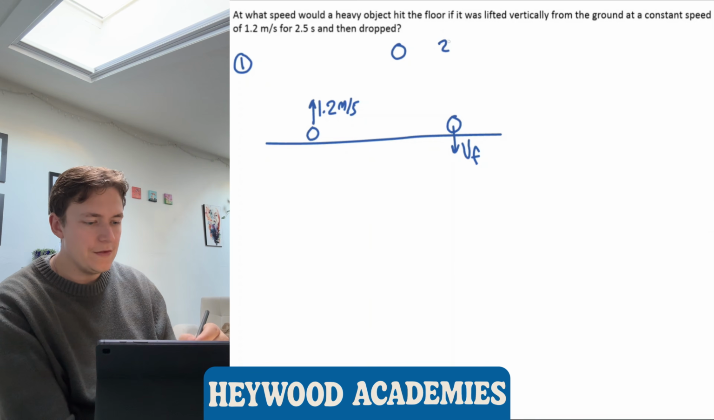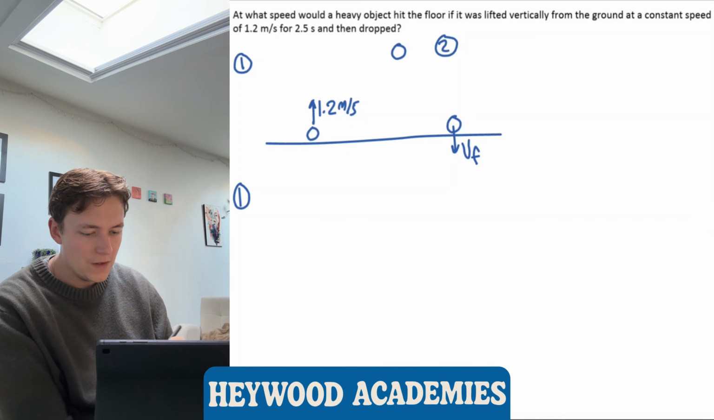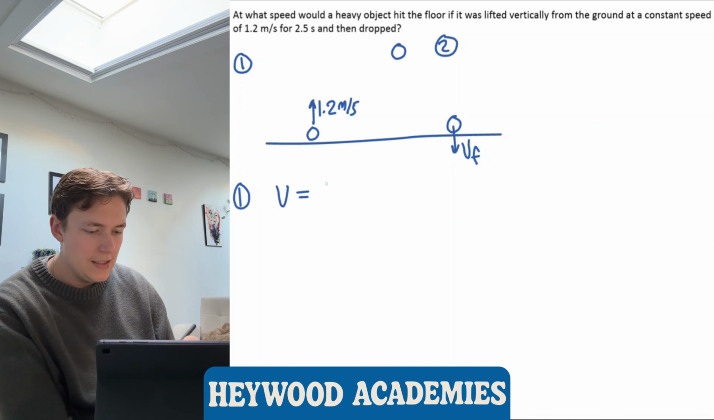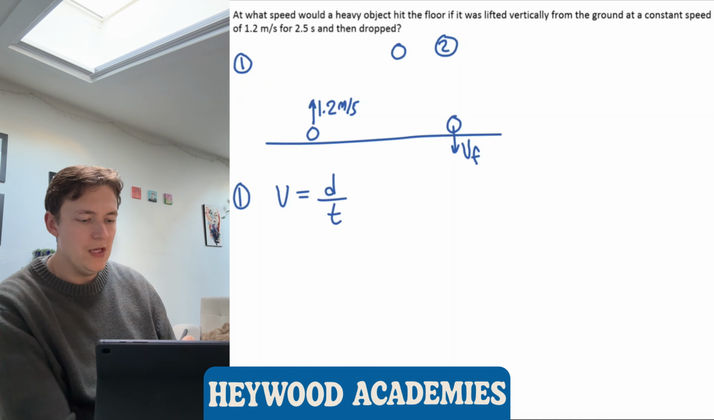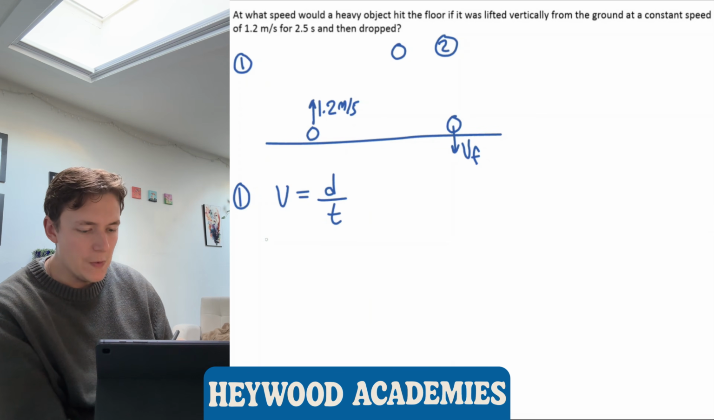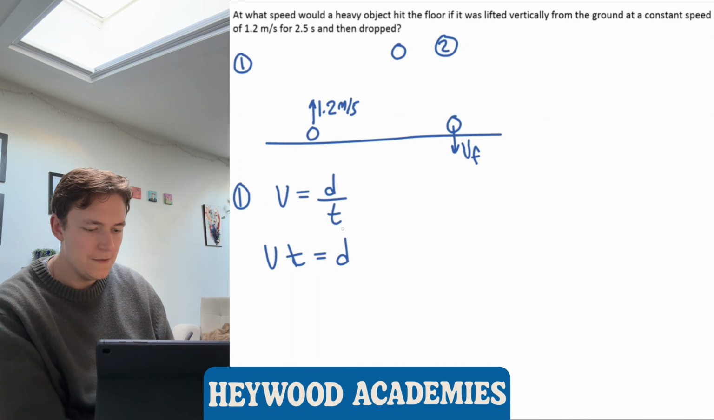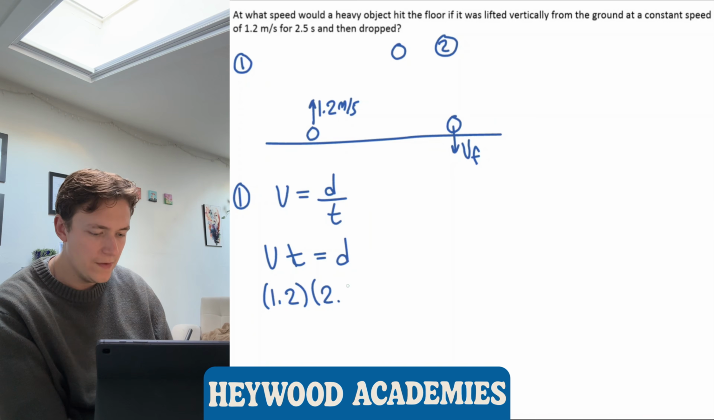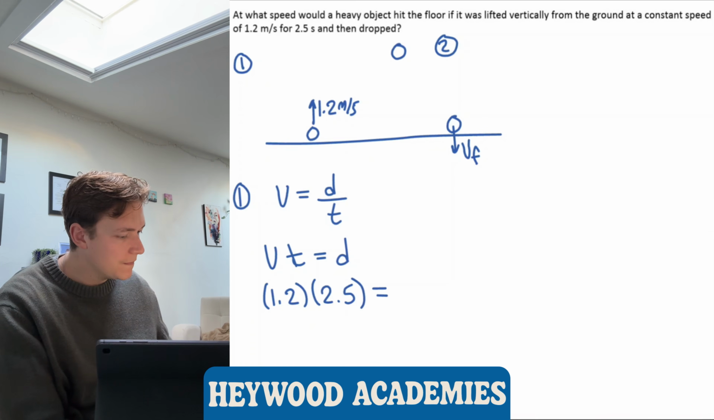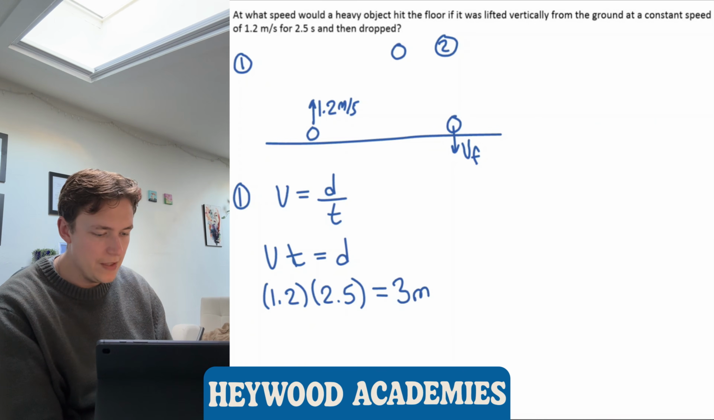So let's deal with the first part here. For part number one, this is just a straight up kinematics problem. So we can say that our velocity is displacement over time. Because we're moving at a constant speed, we're allowed to use that equation. Then we want to solve for the distance in this case, so we have to multiply both sides by time. So we'll get Vt is equal to the distance. That velocity that we had was 1.2 meters per second, and the time was 2.5 seconds. So we can multiply those together, and that'll give us 3 meters.